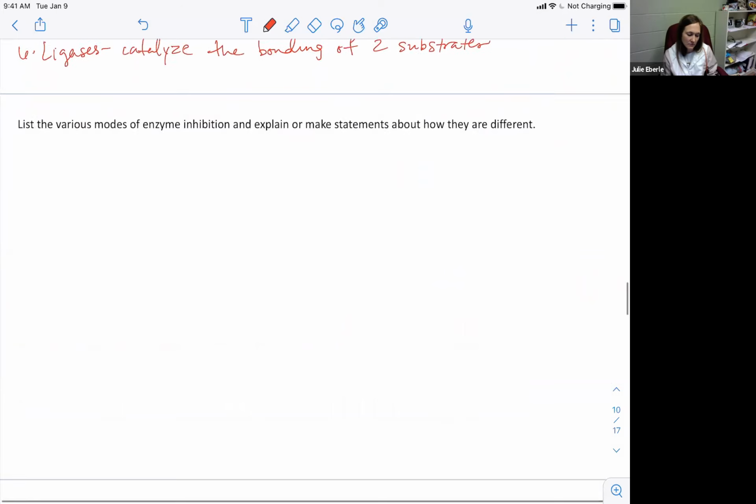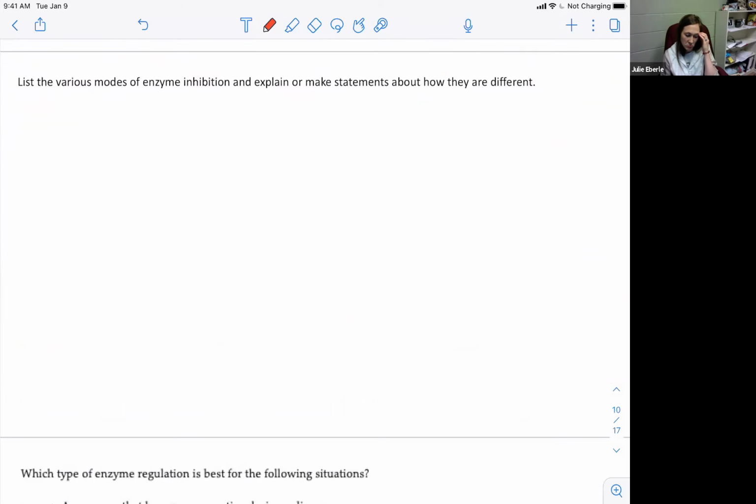Enzyme inhibition. Let's talk about the various modes of enzyme inhibition and explain or make statements about how they're different. So, anybody remember a type of enzymatic inhibition? How do we regulate enzymes? We don't always want them turned on, going at their maximum catalytic rate. Sometimes we want them slowed down. Sometimes we want them turned off. So how do we regulate?